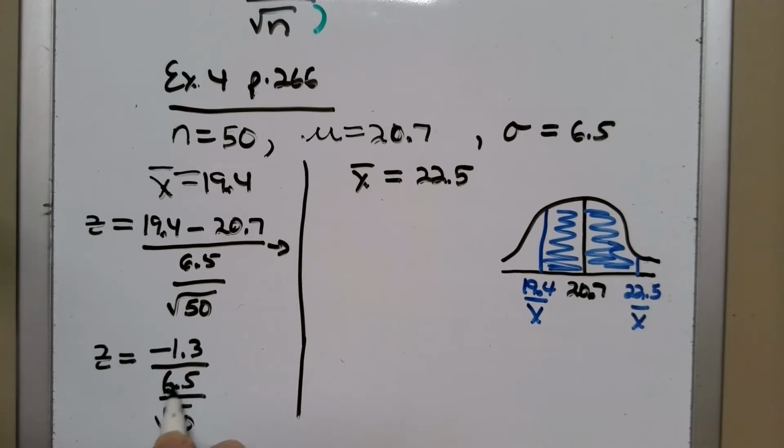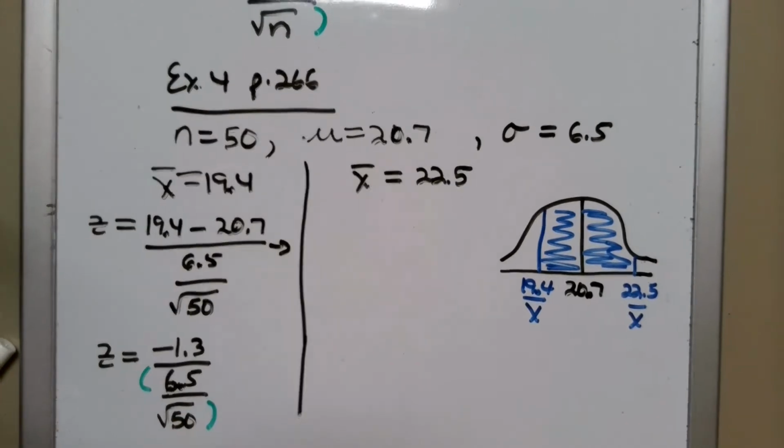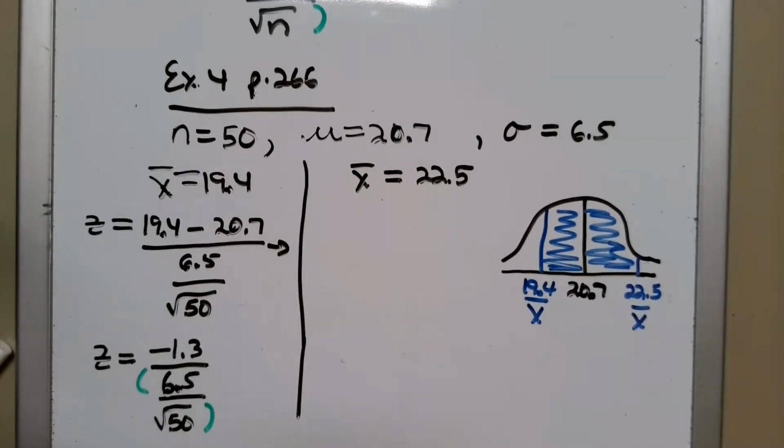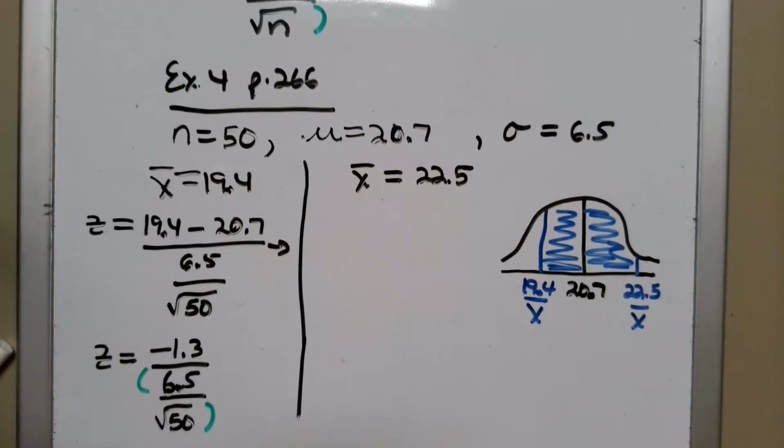So this is what you have to be able to put in your calculator, and you want to use parentheses in your calculator. And so the way you're going to go to your calculator is you're going to do negative 1.3, and you'll probably already have that in your calculator, divided by, that with that fraction bar, left parentheses, 6.5, and again divided by, however you put in the square root of 50.